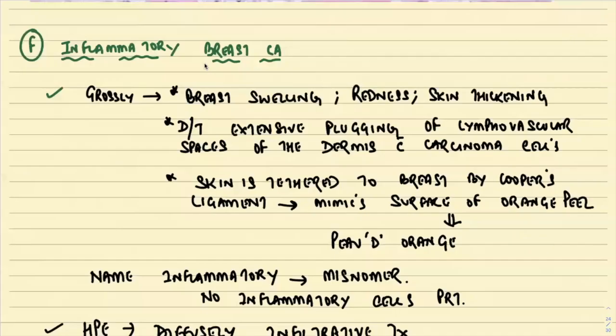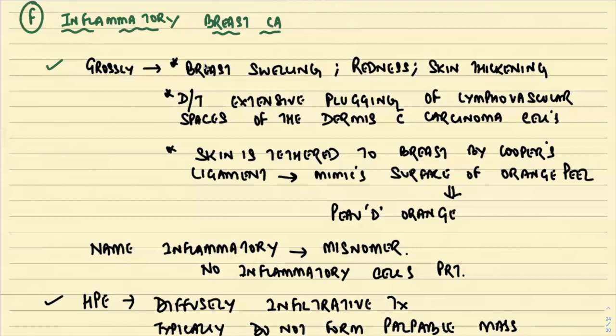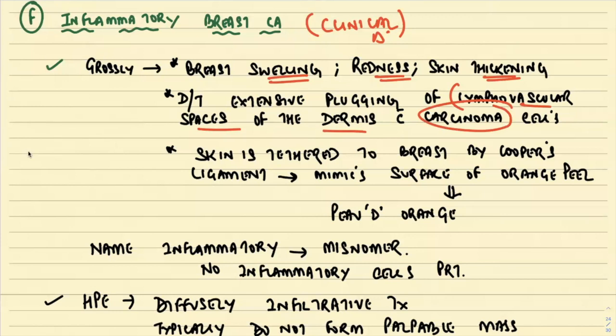Okay. Then we have the inflammatory breast carcinoma. Now remember, this is more of a clinical diagnosis. Grossly, the breast is presenting with swelling, redness and thickening of the skin. Now the breast is swelling because of extensive blockage of the lymphovascular space of the dermis by the carcinoma cells. So whatever cells are there, they cause plugging. So the lymphatics are not drained, leading to the breast swelling.